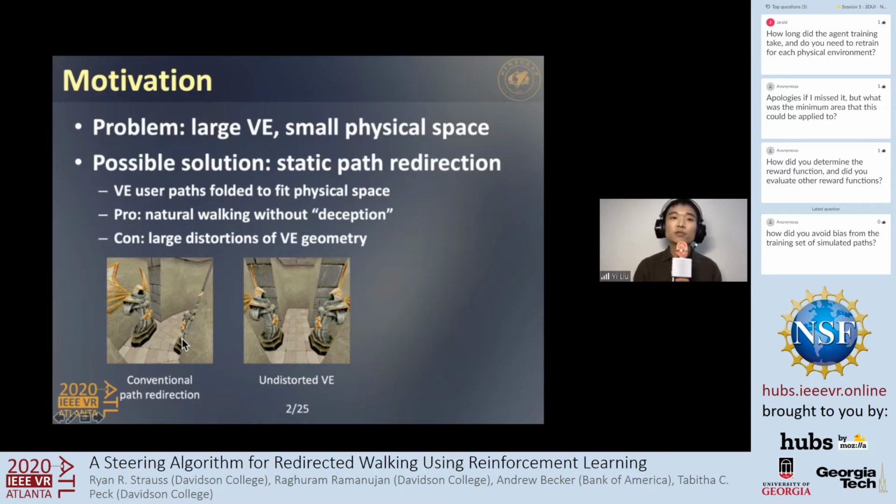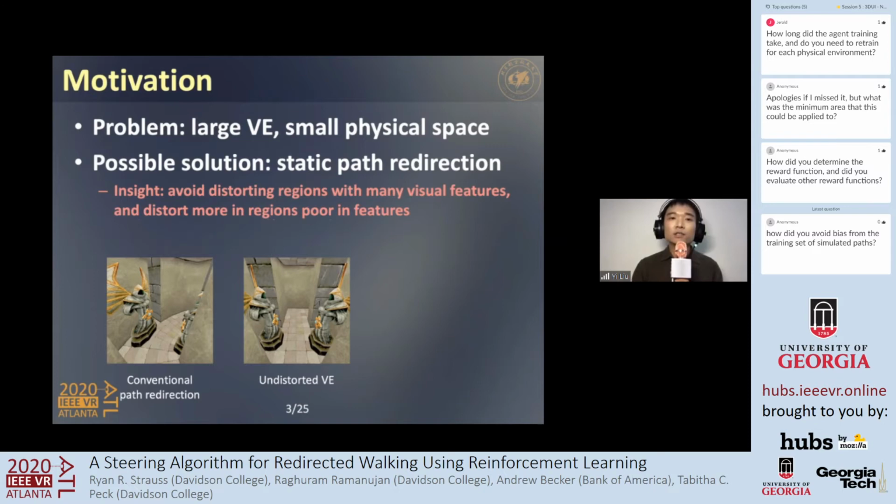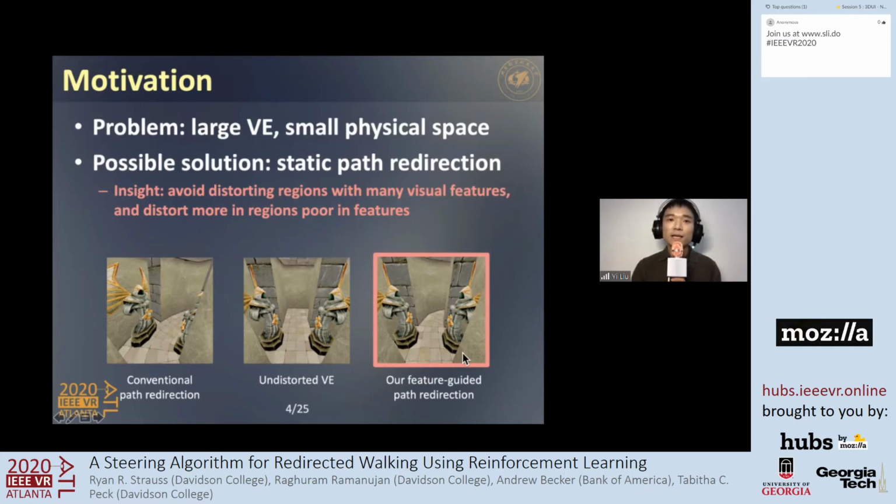Our insight is to avoid distorting high detail regions where there is a high density of visual features, and to concentrate distortions in regions where there are fewer visual features. So that is exactly what we did. In the right image, the shelves are shown free of distortions and occlusions. Our method avoids distorting high detail regions at the cost of distorting more aggressively the more boring regions of the VE, such as a corridor beyond the shelves.